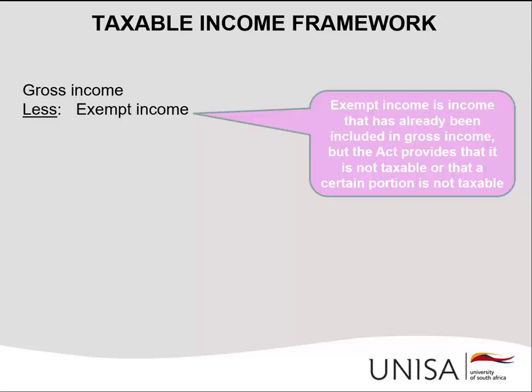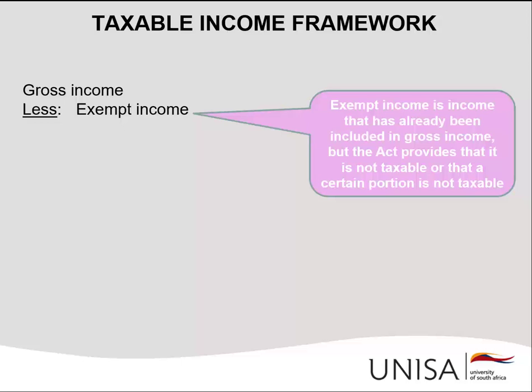This means that the amount must first be included in terms of the gross income definition, and then it is excluded because of its nature, because Section 10 in the Act provides that it's not taxable. Sometimes the exemption in Section 10 only makes provision for a part of income to be exempt, and at other times income from specific transactions or from certain types of taxpayers is fully exempt from tax. But the most important thing that you need to remember at this stage is that the exemption can only exempt income that has been received by the taxpayer, and that you can never exempt more than what was received.